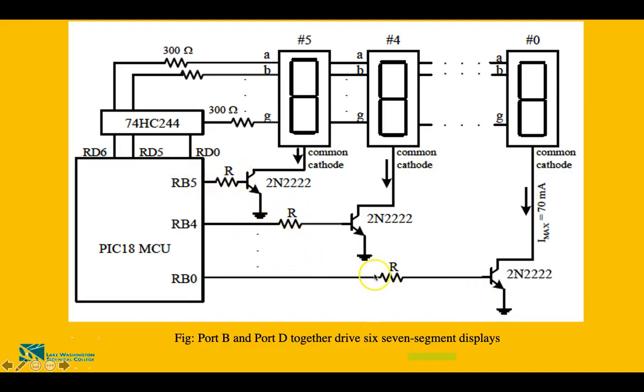These are the current limiting resistors connected to these transistors, and then further it is connected to these 7-segment displays, and then we have this buffer chip over here. So that's how you can connect using 2 different ports, and you can drive multiple 7-segment displays.